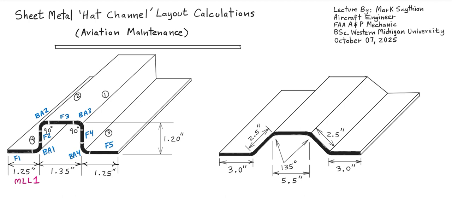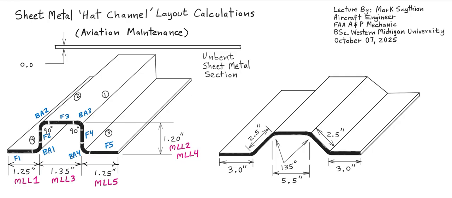So we have the first one at 1.25 inches. Then we have the vertical projection upward on a 90-degree bend, mold length line 2, and then mold length line 3. And again on the other side, mold length line 4. Then we have mold length line 5 to complete the bend projection. So here's our unbent sheet metal section. And then we have a metal thickness, in this case, of 0.064 inches.